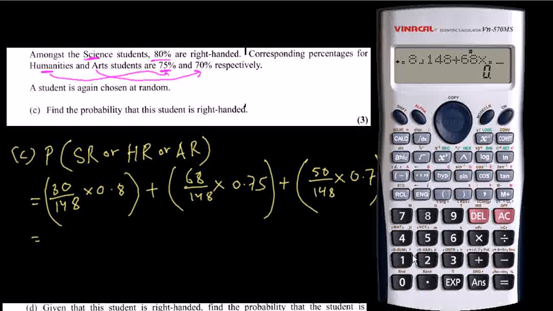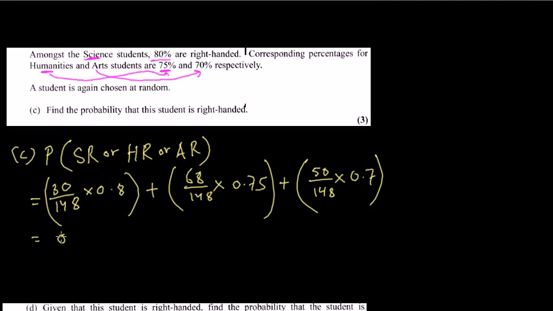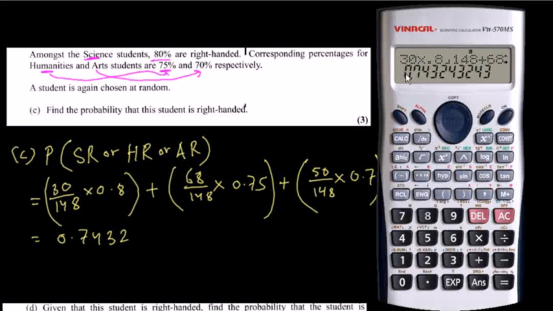68 into 0.75 divided by 148 plus 50 into 0.7. So this is going to be 50 into 0.7 divided by 148. So let's calculate. The probability is 0.7432. Probabilities, four decimal places is good enough. Let me check the calculator again. 0.7432. So that's the probability.